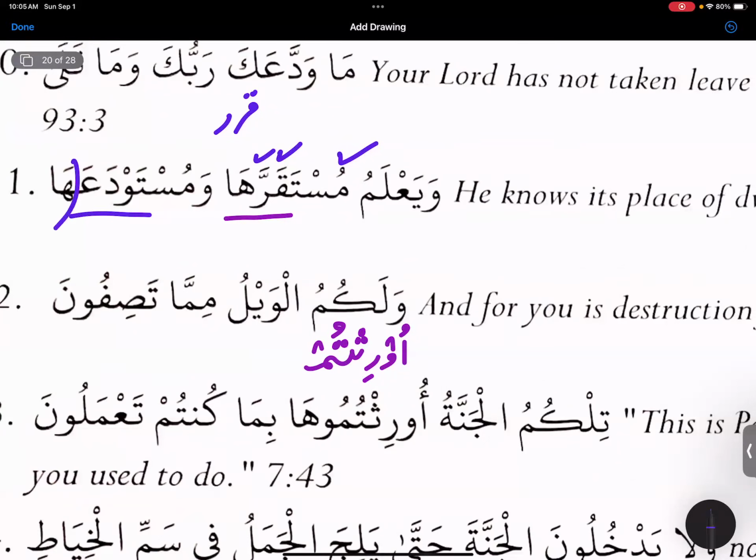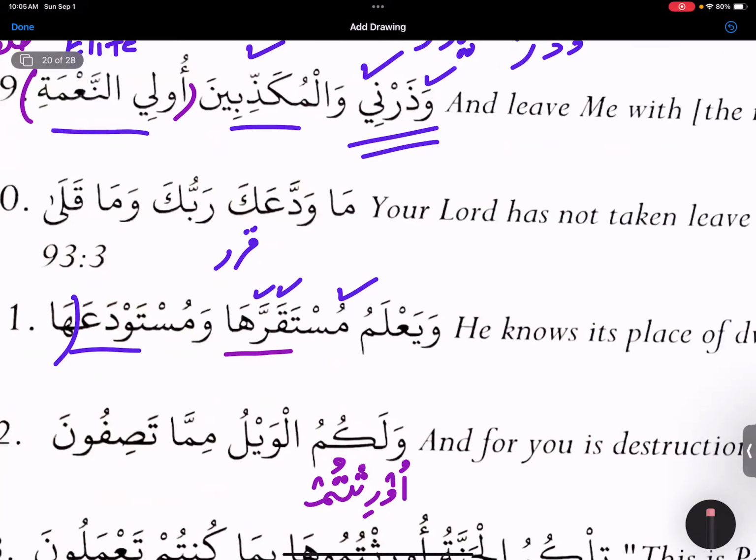This ha is a dash pronoun, right? And this musta is basically part of family 10. So what is left behind? Waw, dal, and ayn. This is how you can find out the root letters. Ism maf'ool, yes, it is misal wawi family.